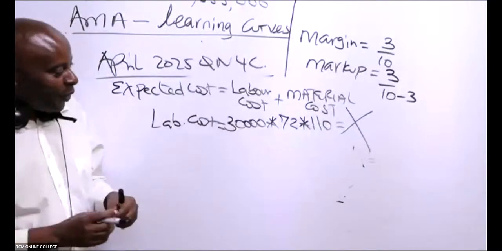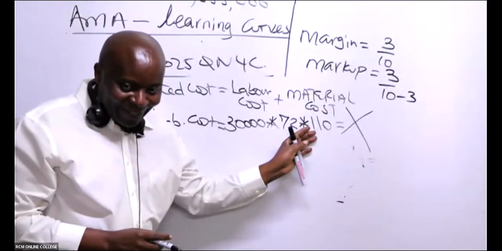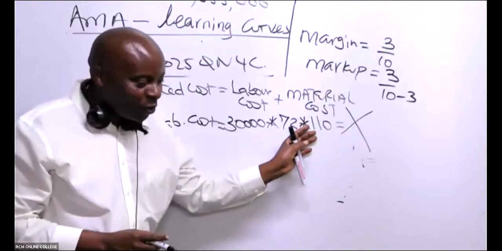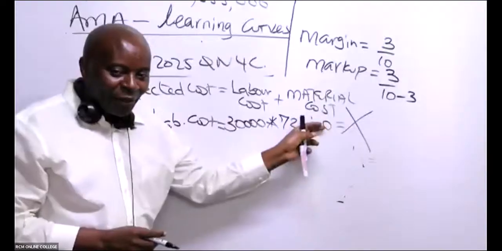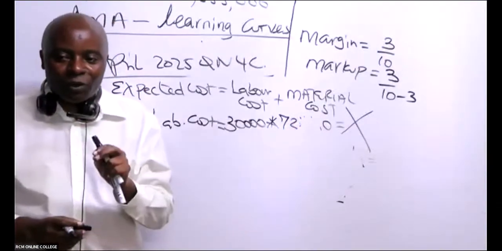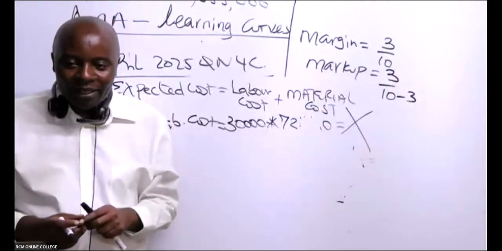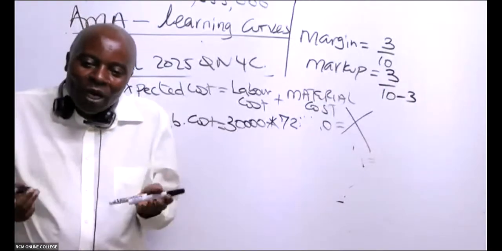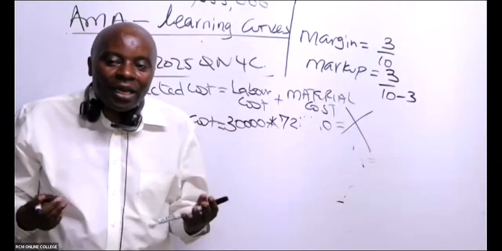Okay. Oh, we just leave this 110 out. 30,000 times 72,000. Oh, 30,000 times 72 hours. You see, but that will be cost for the first car. And I want cost for all the cars. But again, remember labor. Why have we been doing learning curves? It is only labor cost that is affected by learning curve.